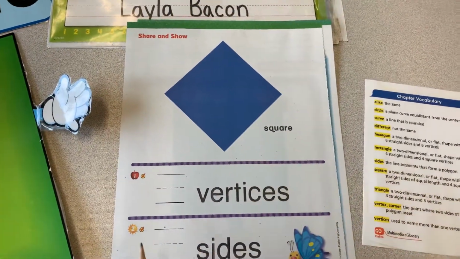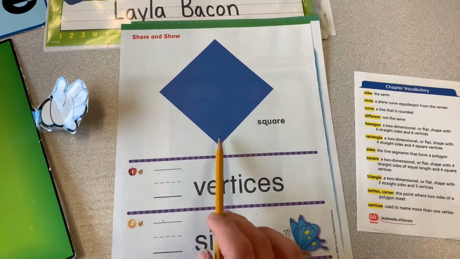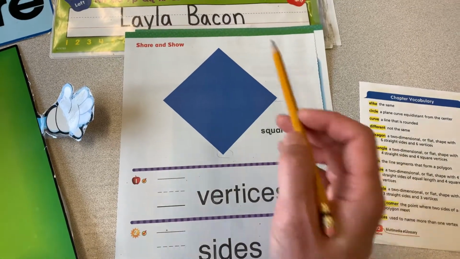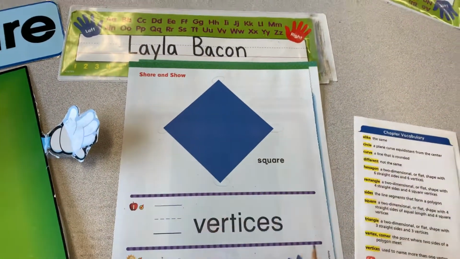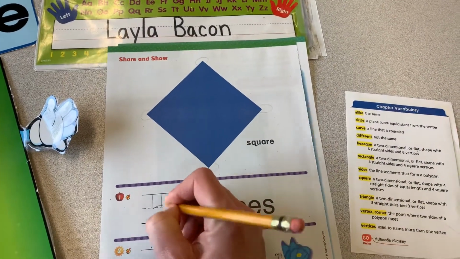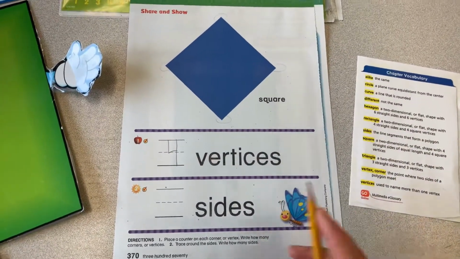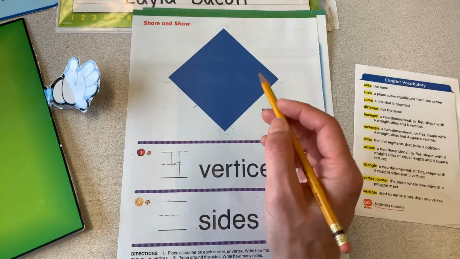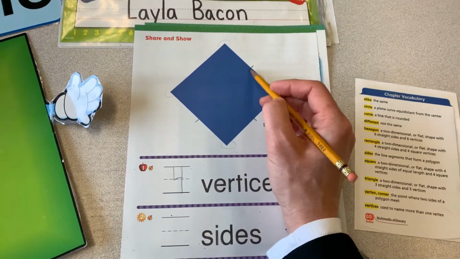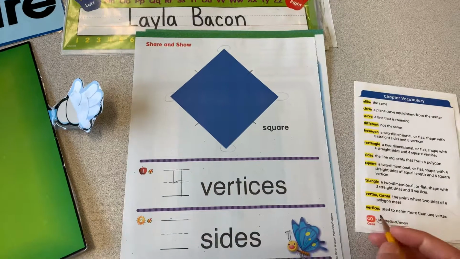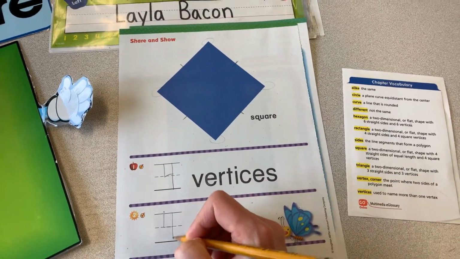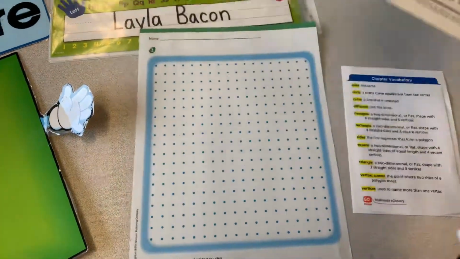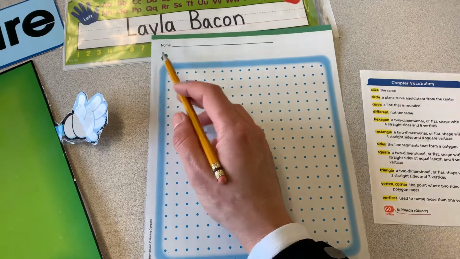All right, number 1. How many vertices does this square have? Let's count. 1, 2, 3, 4. Let's write 4 on the line. Good. Now number 2, how many sides does the square have? Let's count. 1, 2, 3, 4. Very good.